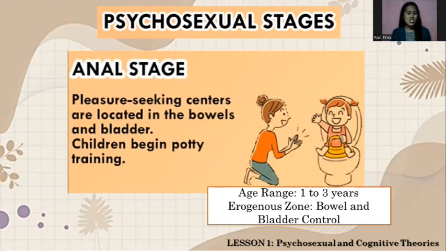The anal stage. The major conflict at this stage is toilet training. So as you can see in the picture, the child must learn to control their bodily needs. Okay, so if they want to poop, they must go first to the toilet before pooping. And developing this control leads to a sense of accomplishment and independence.